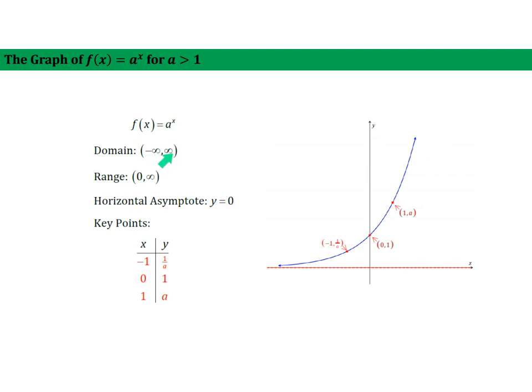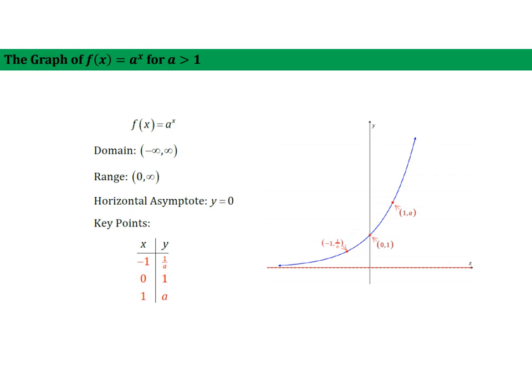Notice the domain is still all real numbers, and the range is going to be from 0 on, and we do not include 0, and there is a horizontal asymptote of the x-axis. So the horizontal asymptote is written as an equation, y equals 0. There are three key points. -1, if we substitute in, will be a to the -1, which is 1 over a. A to the 0 is 1, and 1 will yield a to the first, which is just a. So we are increasing, and we see those 3 points.